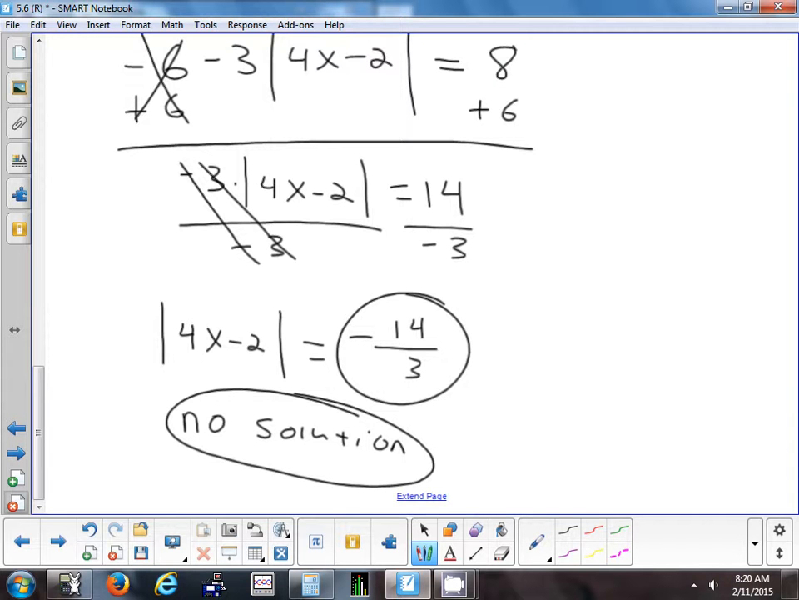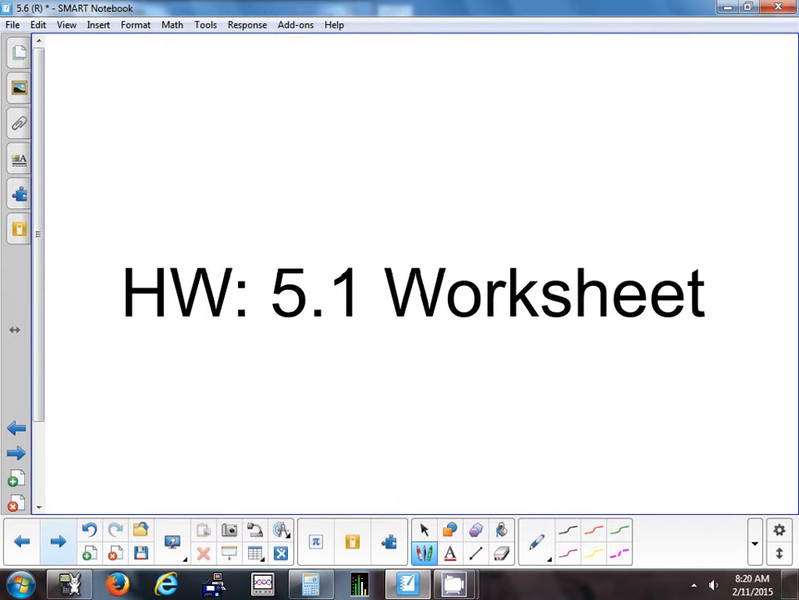Tomorrow we'll take a look at how we solve absolute value inequalities. Okay, and your homework tonight is going to be a worksheet on section 5.1. Okay, so I'll put that up so you can start that, and it'll also be in the video online.